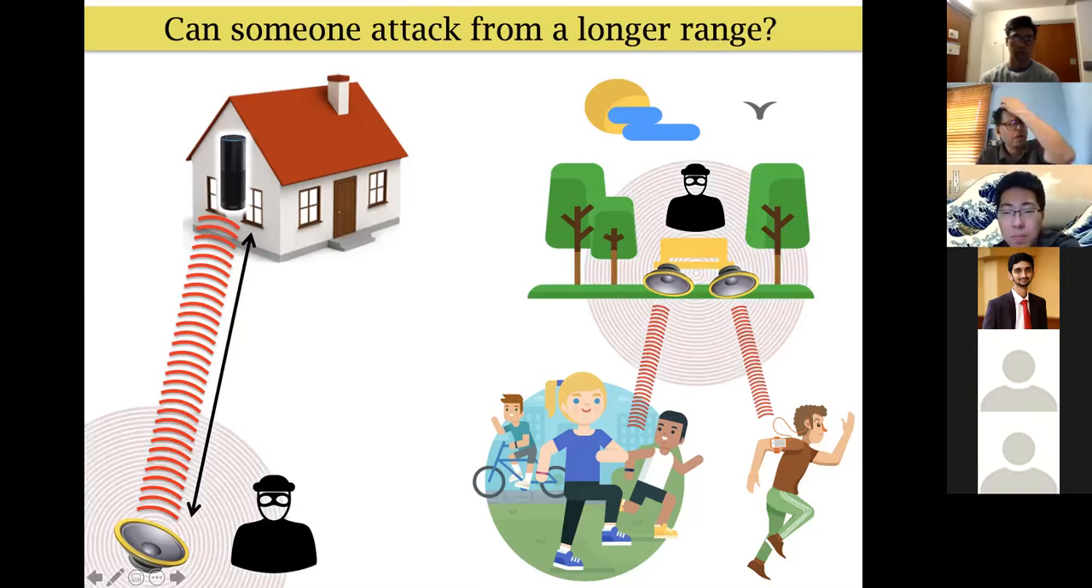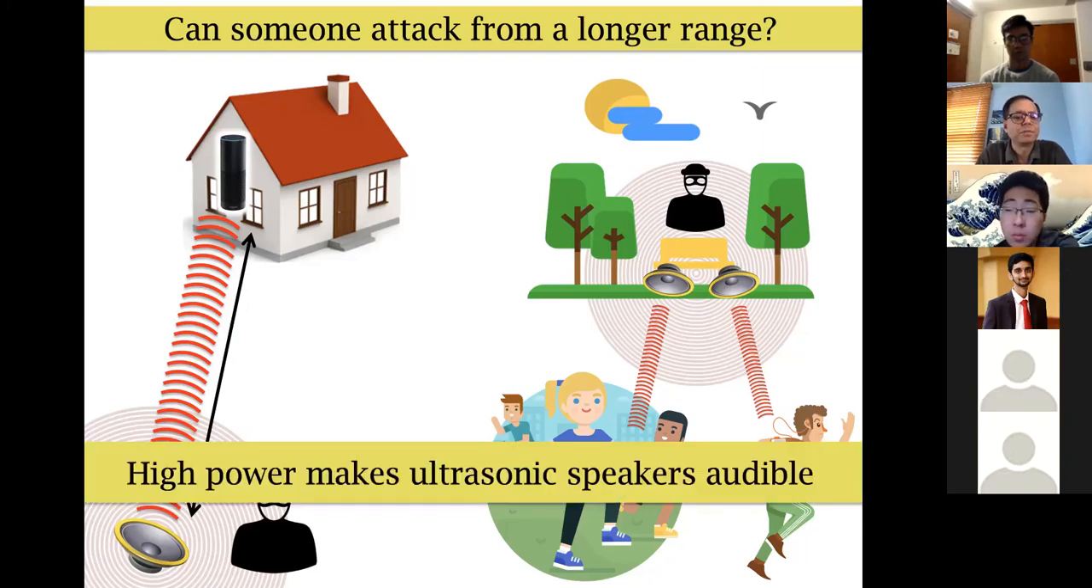And we said, okay, that's not too hard. Let's just play a louder ultrasound through the speakers. That should solve the problem, right? All we need to do, if we want to attack from afar, is play the sound that we want to send, but louder. Then the signal will travel far away, and we'll attack from far out. But the problem is, once we put high power signals in the ultrasound speakers, the ultrasound speakers became audible.